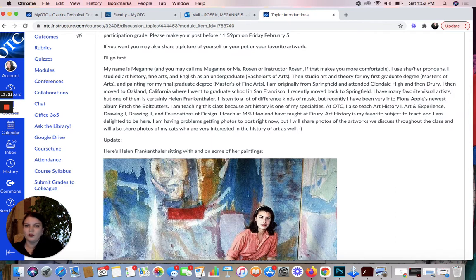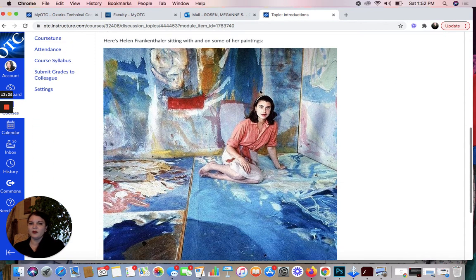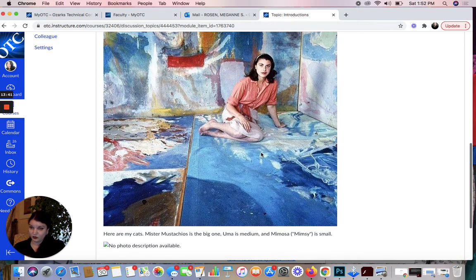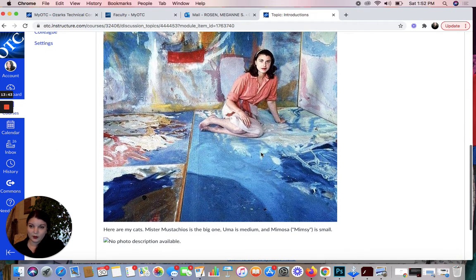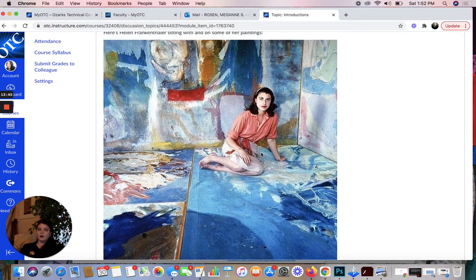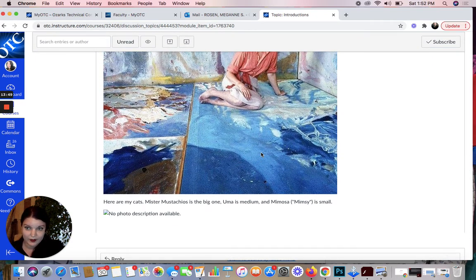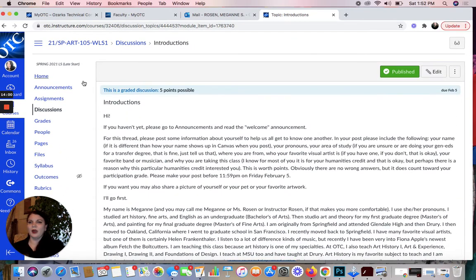Oh, I got my photos to post, so that's an old note saying that I didn't get my photos to post. They're here. So here's Helen Frankenthaler. She's my favorite painter, and she's sitting on and surrounded by some of her paints. She's an abstract expressionist, so she is someone that we will look at when we talk about modernism. My other photos didn't post, so the other one was a photo of my cats. I have 3 cats who occasionally might pop up in the videos. They are Mimosa, who we call Mimsy, Uma, and Mr. Mustachios.